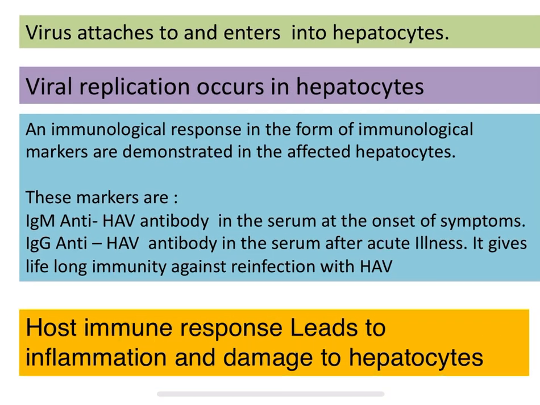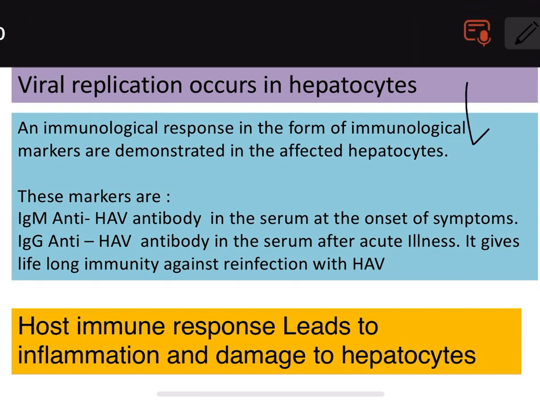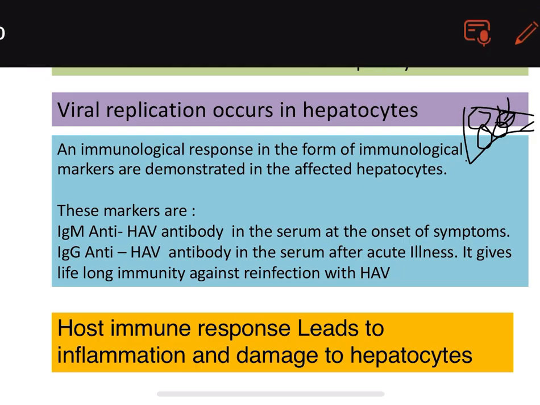What happens is the virus will attach to the hepatocytes and enter into the hepatocytes. Let me just draw you a liver. The virus comes, attaches, and then slowly enters into the hepatocytes. Once it enters the hepatocytes, viral replication occurs inside the hepatocytes.